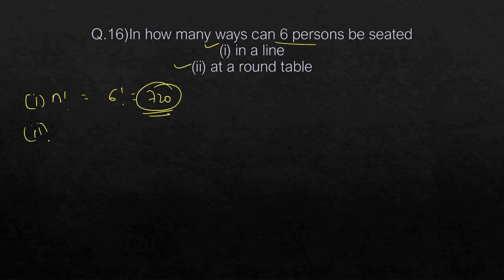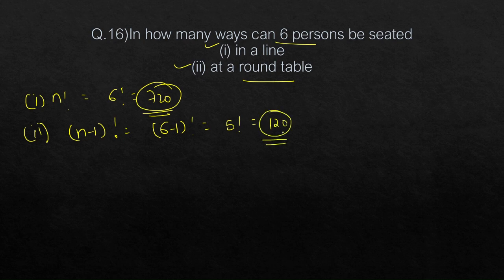For the second part, we need a circular arrangement. Round table means circular arrangement. In that the formula is n minus 1 factorial. The reason we have discussed in the previous slide. So it will be 6 minus 1 factorial, which is 5 factorial, which will be 120. So the answer for arrangement at a round table will reduce and it will be 120.